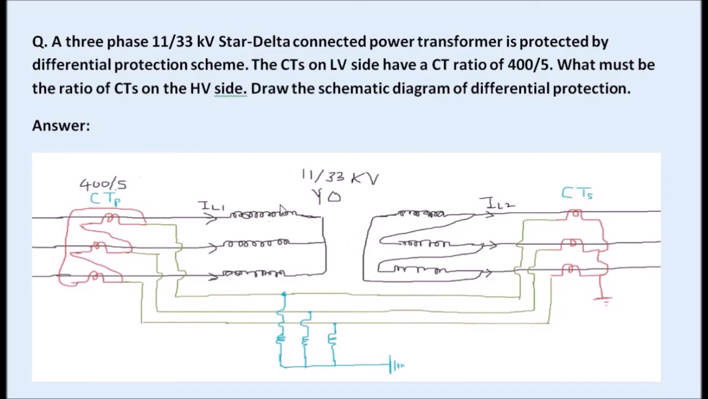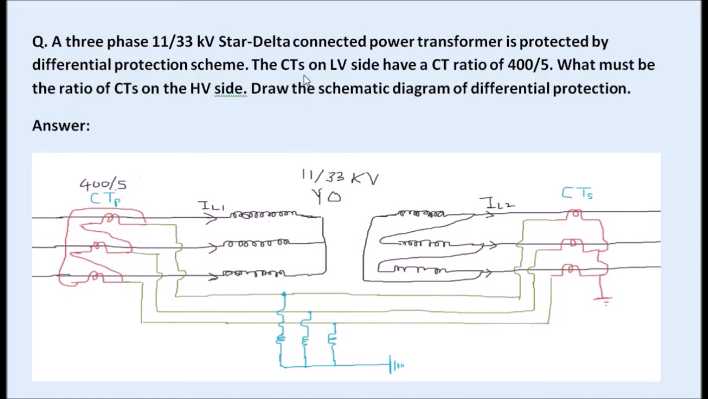So as per the table, the primary winding of the transformer is star, therefore the CTs placed on the primary side will be delta connected CTs, and the CTs placed on the secondary side are star connected CTs, and the respective pilot wires are connected, and at equipotential points relays are connected.